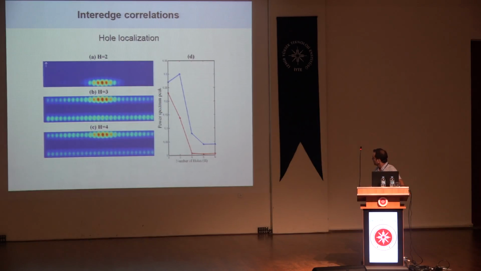And okay, finally, we also looked at hole localization. Okay, what I mean by hole is that if I have 2 holes, this means I have fully occupied, doubly occupied edge states, but I remove 2 electrons. And again, we can observe Wigner localization of holes. Okay, but it turns out that the hole localization is weaker than electron localization. For 3 holes, we start losing the localization, and for 4 holes, we don't see localization on the opposite edges.